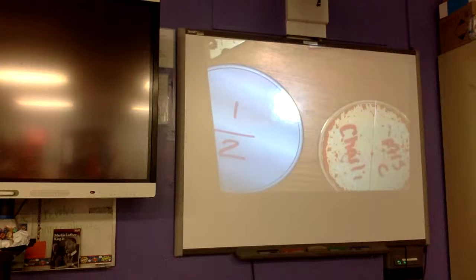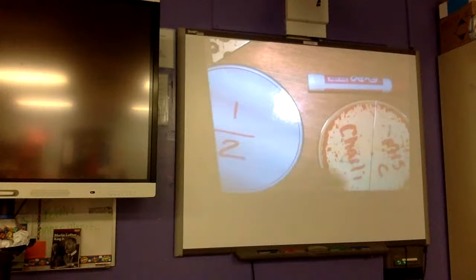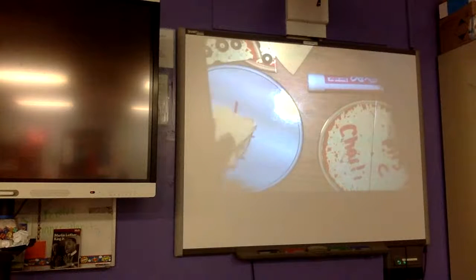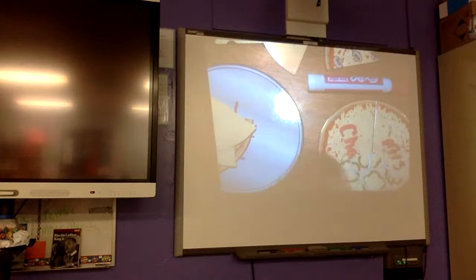Yay! Everybody say it out loud. How many pieces do I need to cut it into? 3. I need to cut it into 3 pieces. Let's hope I can find 3 pieces. Let's hope they have 3 pieces, guys. I don't know. It's not looking good.